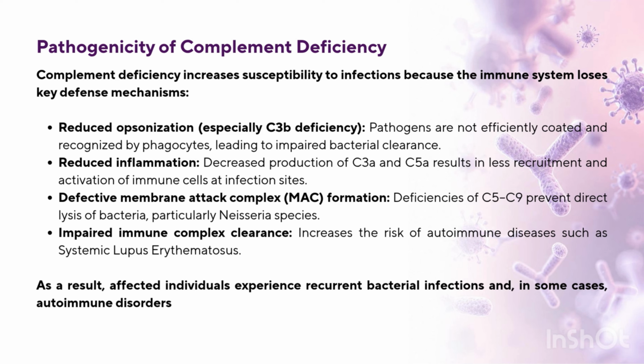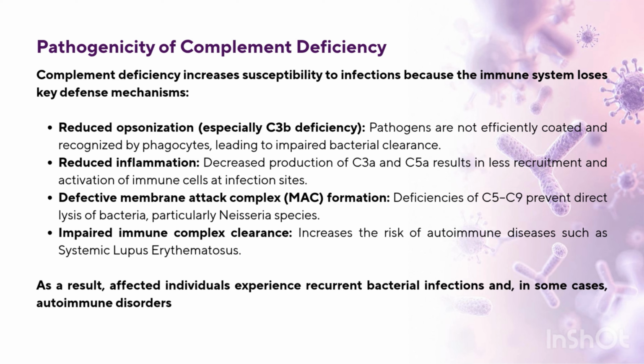To understand the pathogenicity of complement deficiency, we need to remember the normal functions of the complement system. When complement proteins are absent or defective, the body's ability to fight infections is significantly reduced. One important problem is reduced opsonization. Without enough C3b, bacteria are not properly marked for destruction, making it harder for phagocytes to recognize and remove them.